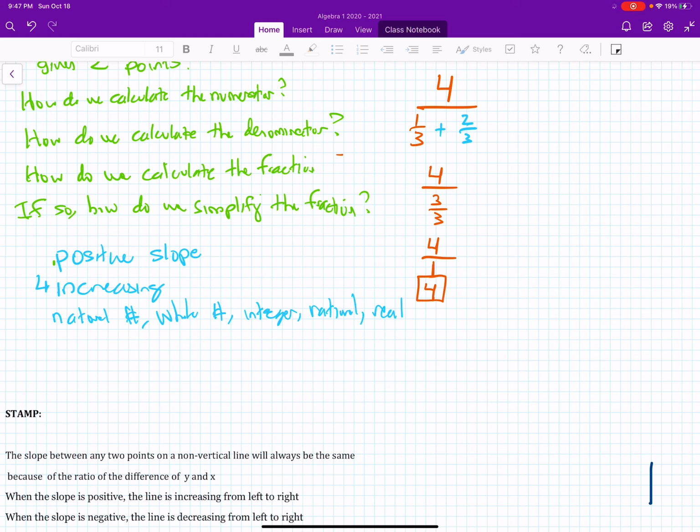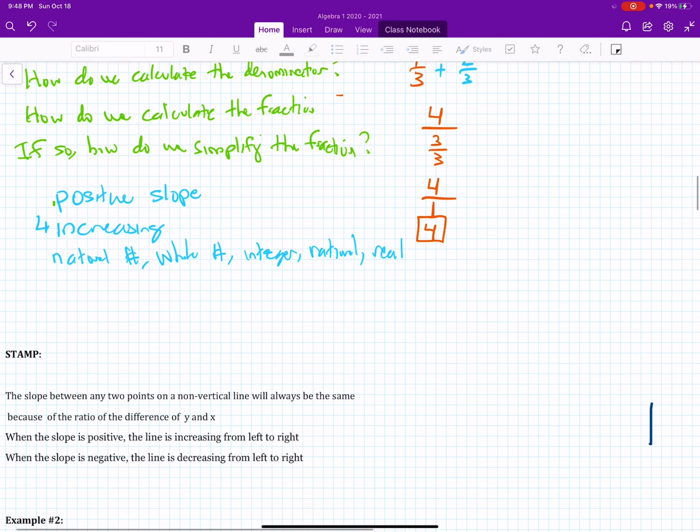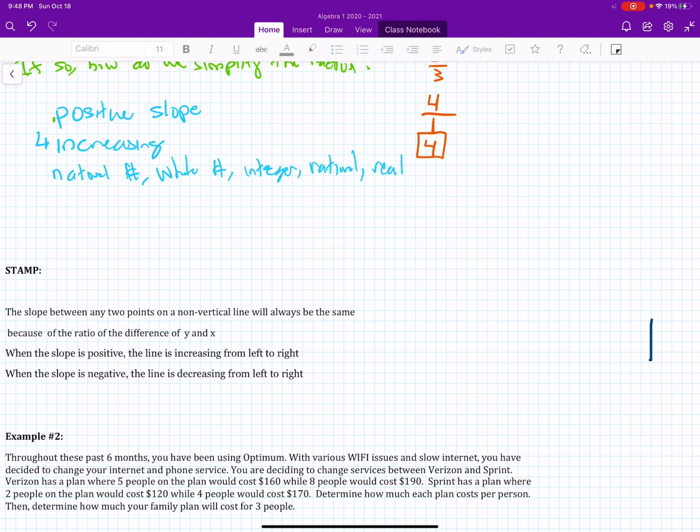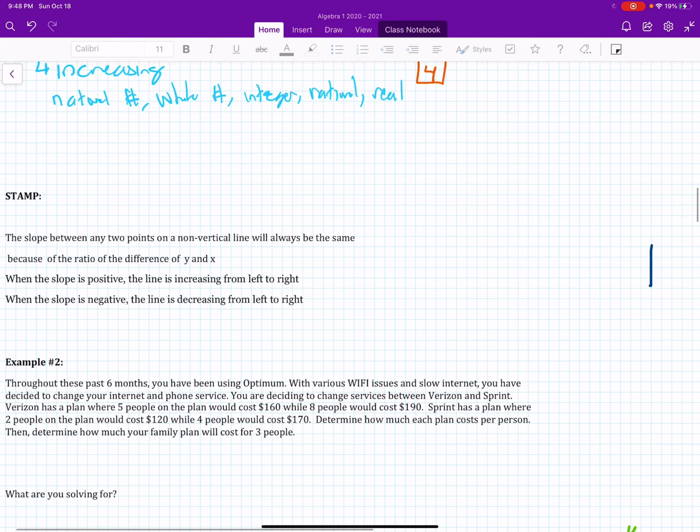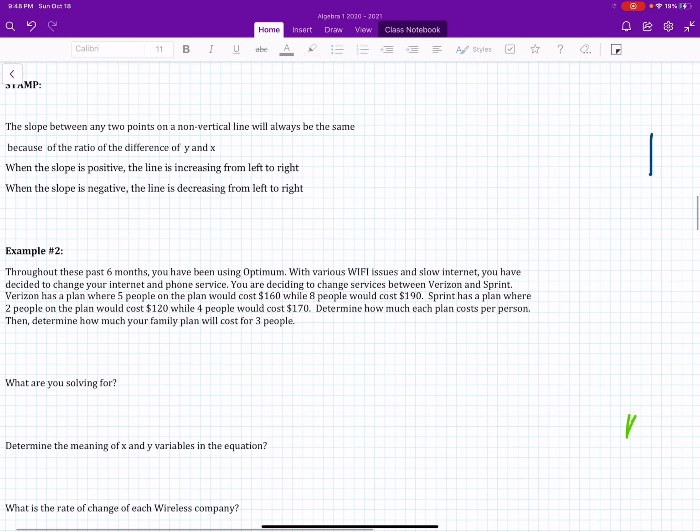So what's the big point we're trying to get from this? The slope between any 2 points on a non-vertical line will always be the same because of the ratio of the difference of y and x. When the slope is positive, the line is increasing from left to right. When the slope is negative, the line is decreasing from left to right. And we'll get into graphs tomorrow to really know what that means.